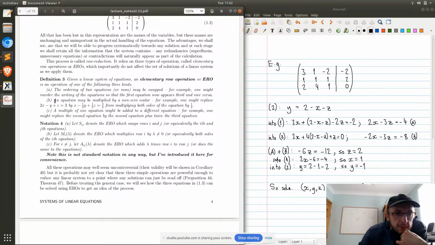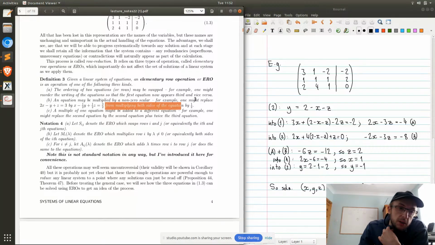B, an equation may be multiplied by a non-zero scalar. For example, one might replace 2x take y at z equals 3 by x take a half y, add half z equals 3 over 2, from multiplying both sides of the equation by a half. Right, so that's simple.